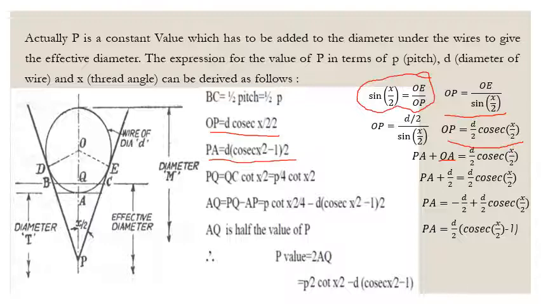When we know the capital P, we can add this to the dimension measured over the wires with the diameter, which is equal to T. So T is given by M minus 2D. Once we calculate the T with the help of the dimension measured over the wires, then if we add the capital value P to the T, we get the effective diameter. That is how the effective diameter has to be calculated with the help of the two wire method.